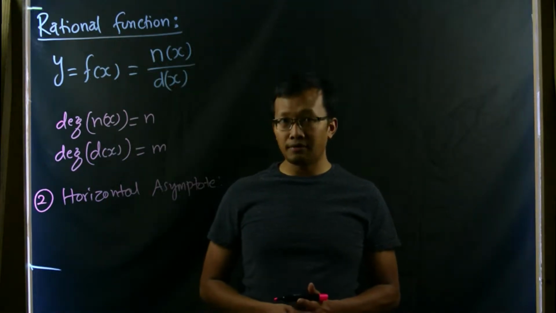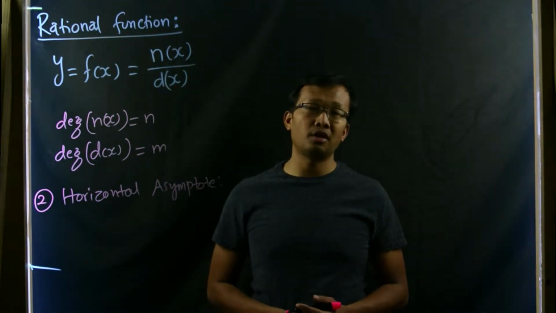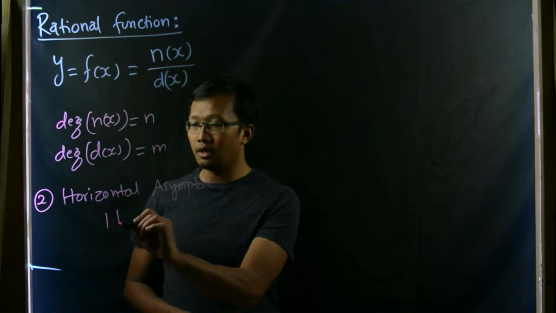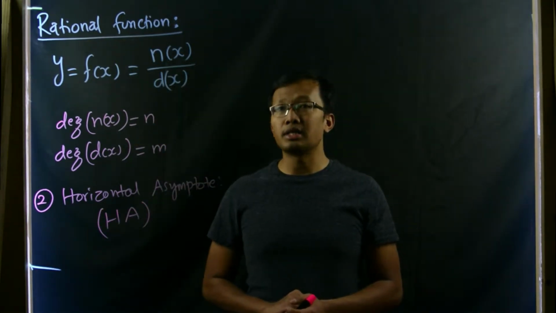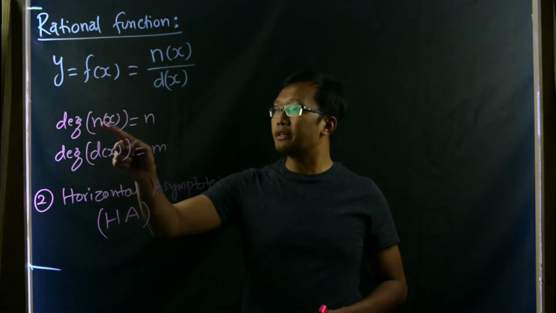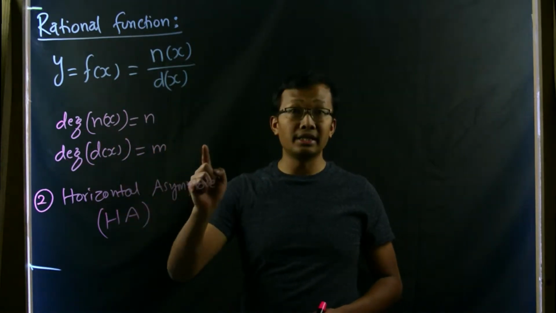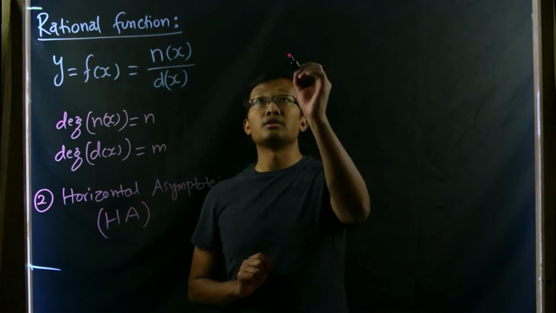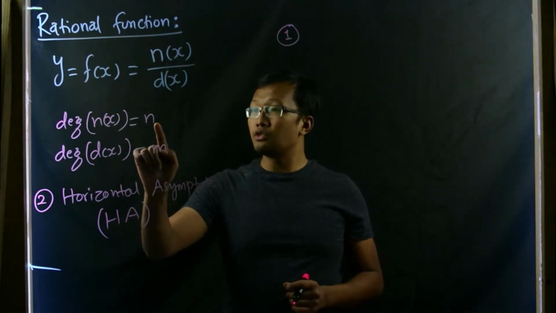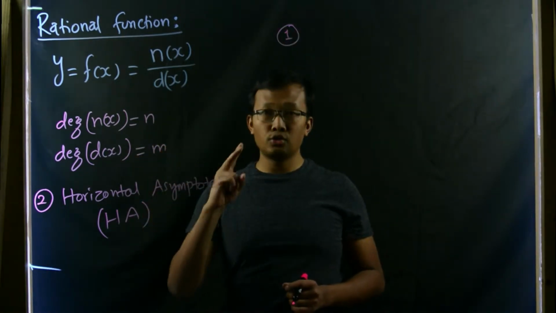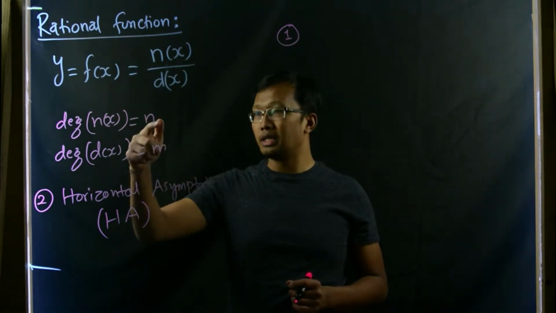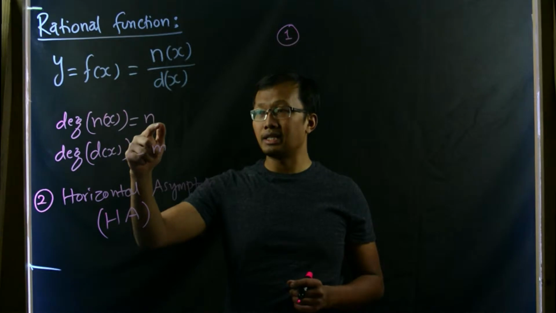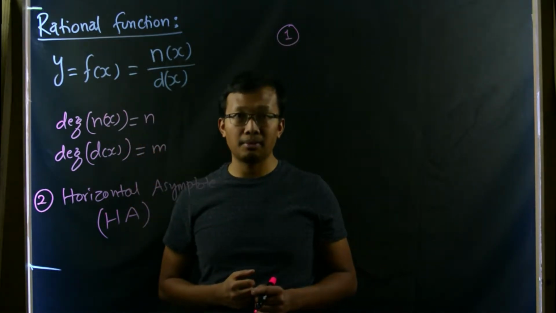Let's see how we can find horizontal asymptotes for rational functions. Horizontal asymptotes are quite dependent upon the degree of the numerator and the degree of the denominator. Since these two numbers n and m are positive integers, they can be equal, n can be greater than m, or n can be less than m. So those three things can happen.